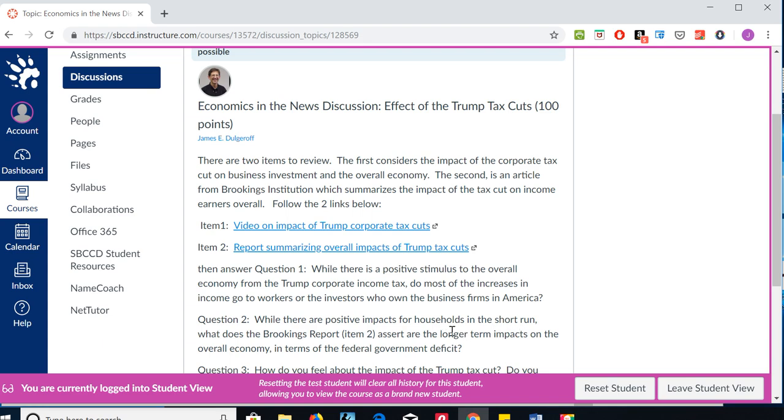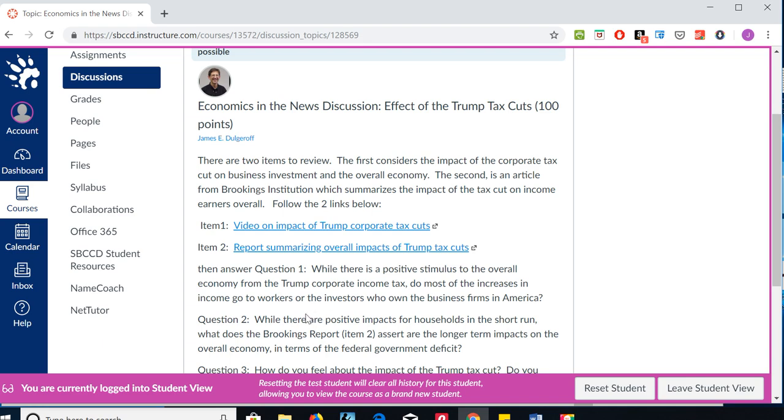While there are positive impacts for households in the short run, read the report. What does the Brookings report assert are the longer term impacts on the overall economy, especially in terms of this: we were told that the tax cut would generate so much of an increase in economic growth and jobs that even though we cut tax rates, there would be so many more people working and so much more income generated in the economy that the amount that we collect in tax revenues would be revenue neutral.